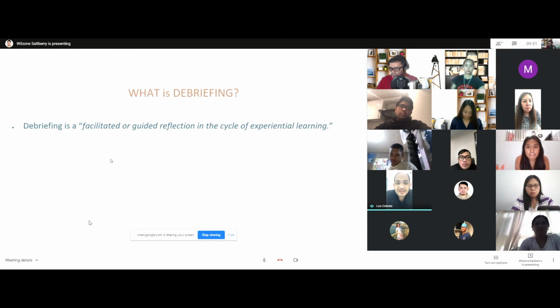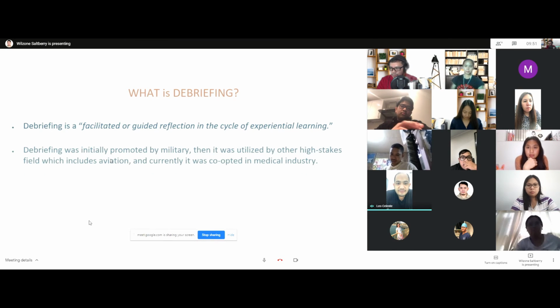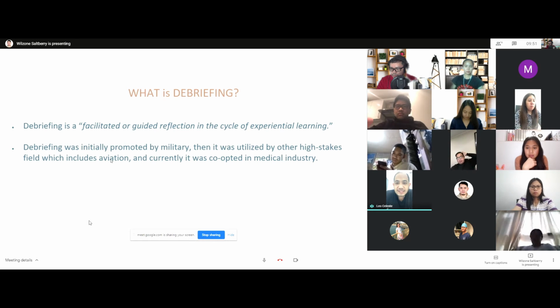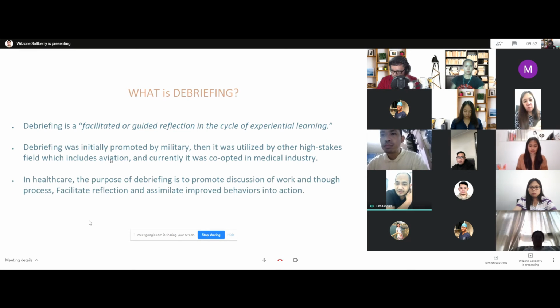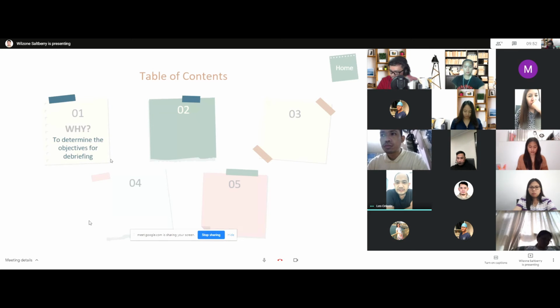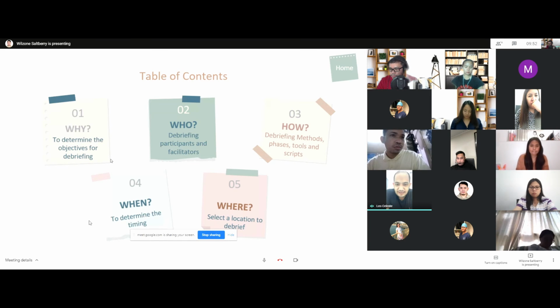Debriefing is a facilitated or guided reflection in the cycle of experiential learning. Debriefing was initially promoted by the military, then it was utilized by other high-stakes fields, which include aviation, and currently it was co-opted in the medical industry. In healthcare, the purpose of debriefing is to promote discussion of work processes, facilitate reflection, and assimilate improved behaviors into action. In this slide, I will be discussing the why, where, how, who of the debriefing and when.